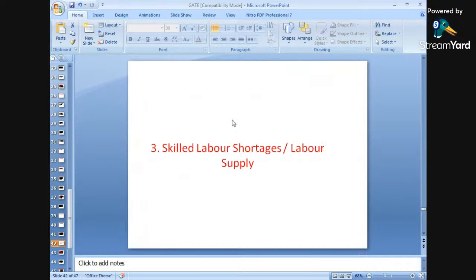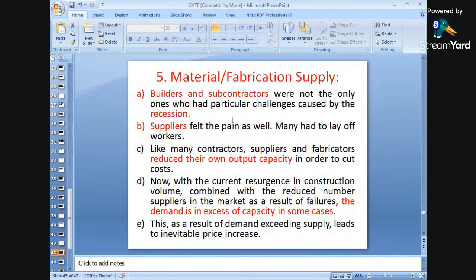Skilled labor shortages and labor supplies. In some areas there is a shortage or scarcity of labor, and availability will be less, or in some areas the labor is more. So this again results in cost escalations, the increase or decrease in the cost related with labor. Material and fabrication supplies: builders and subcontractors were not the only ones who had particular challenges caused by the recession. Suppliers of various materials or fabrications will also be considered in cost escalations.